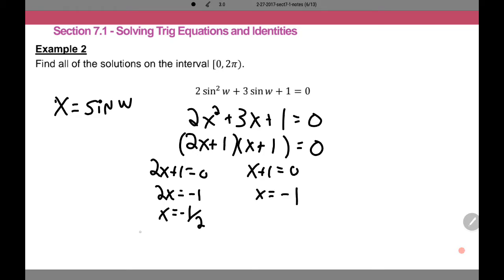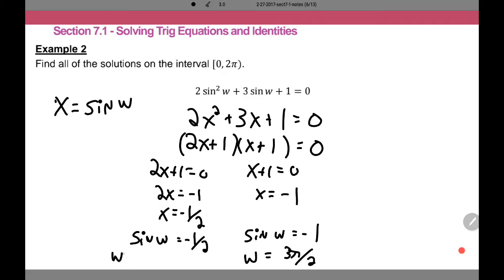So we've got 2 things now. We've got sine w equals negative 1/2, and we've got sine w equals negative 1. So, we look at our unit circle. Negative 1 is at 3 pi over 2. And negative 1/2 is at 7 pi over 6 and 11 pi over 6.